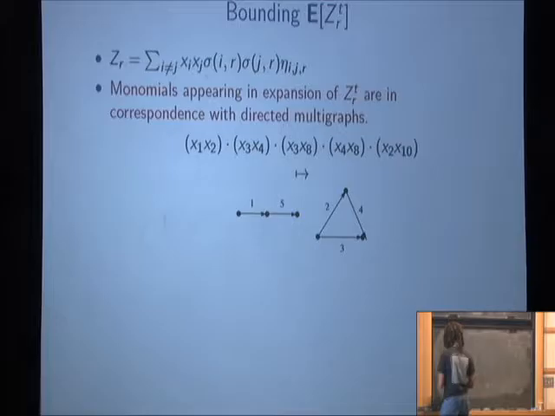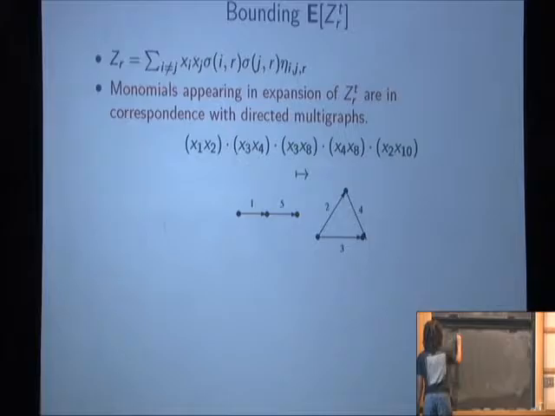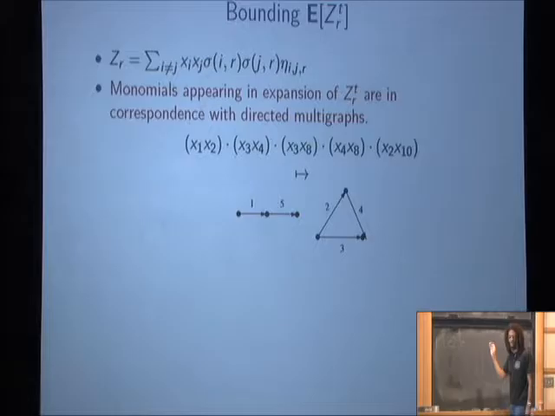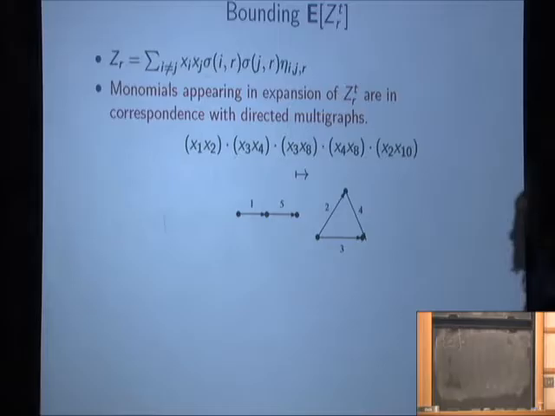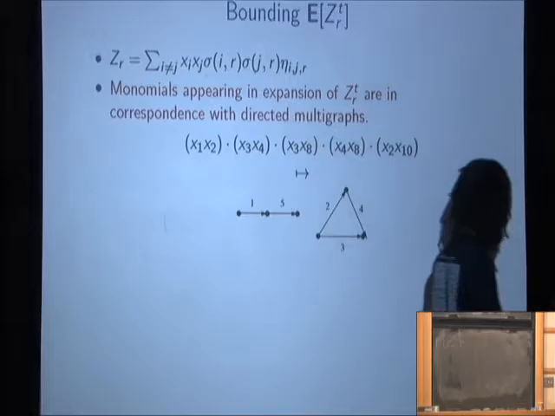So this expectation of z sub r to the t-th power is, well, it's a summation of monomials. Okay, what am I going to do? Notice that the only labels that I put on the graphs are the edge labels. Like this edge came from the first term, this edge came from the fifth term, et cetera. I'm not going to label the vertices. So what I'm going to do is group monomials in this expansion which have isomorphic graphs.